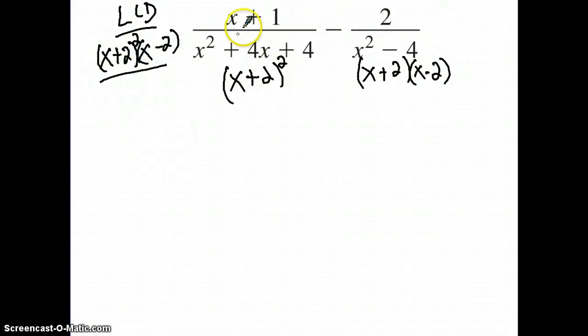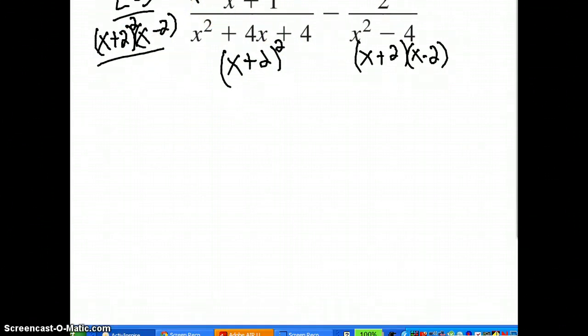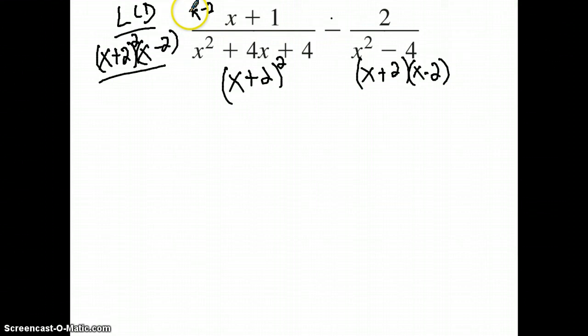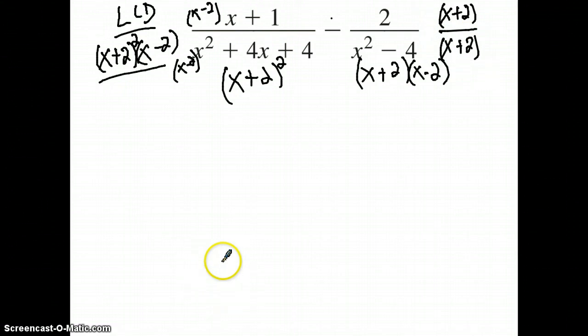Well, what do we have to multiply this by to get to that? Well, just x minus 2. Multiply by x minus 2 at the top, and multiply by an x minus 2 at the bottom. Okay, over here, what are we missing? Well, we're missing an x plus 2. So if we multiply the top by an x plus 2 and the bottom by an x plus 2, then we can get what we need.